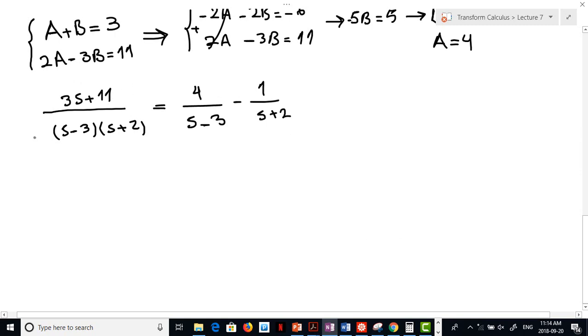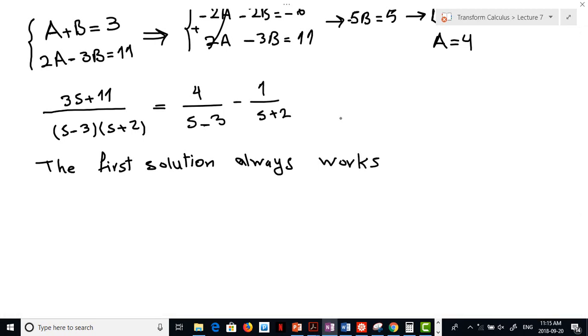The first solution always works. It means that you can apply it to all the problems and you can end up with the solution. We can end up with the partial fractions. But we have another solution. So, second solution.